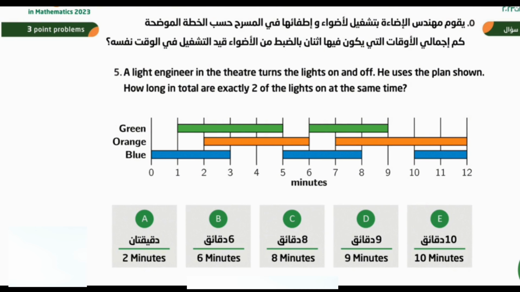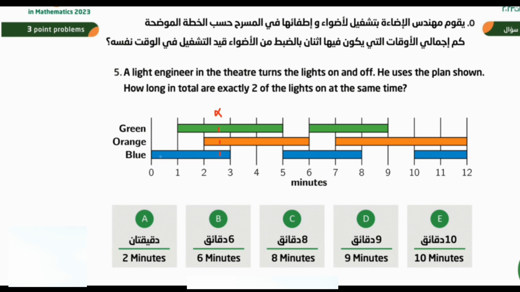Okay, now in question number 5, a light engineer in the theater turns the lights on and off. He uses the plan shown. How long in total are exactly 2 of the lights on at the same time? So if we look here, for example, here in this place we have 3 at the same time. So this one is not accepted.